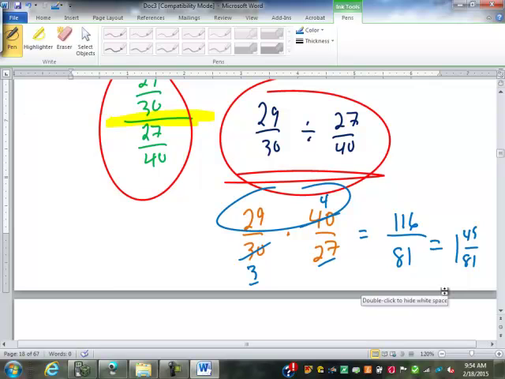Is that correct? Can you say that again, please? 1 and 45 81sts? That doesn't look right, no, 1 and 35 81sts, sorry.